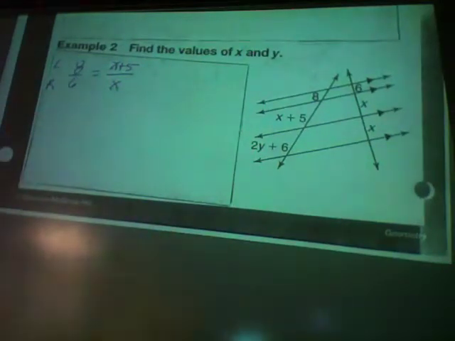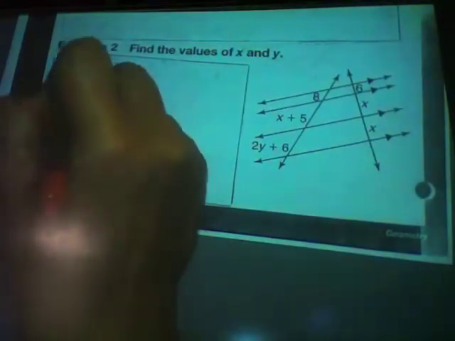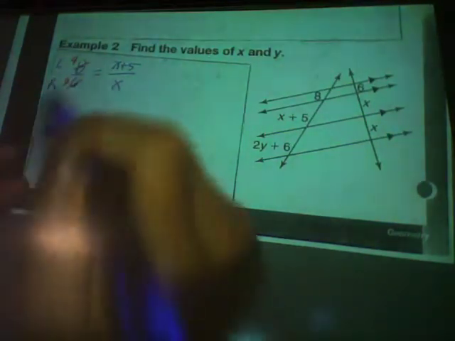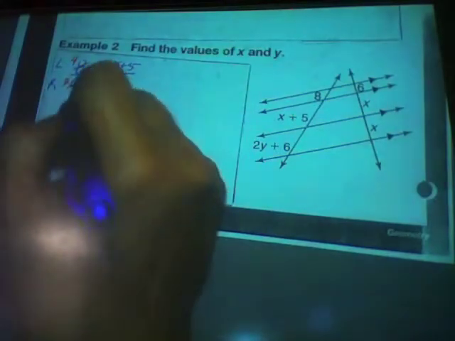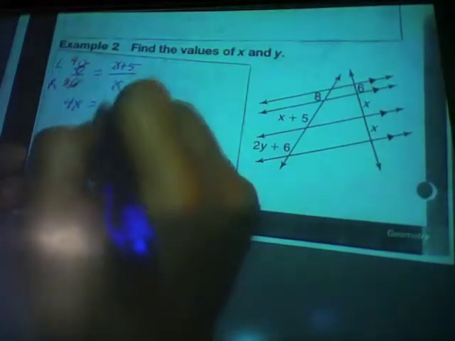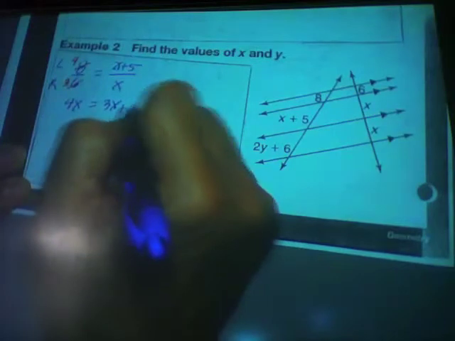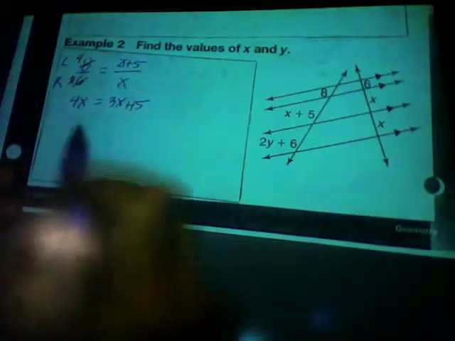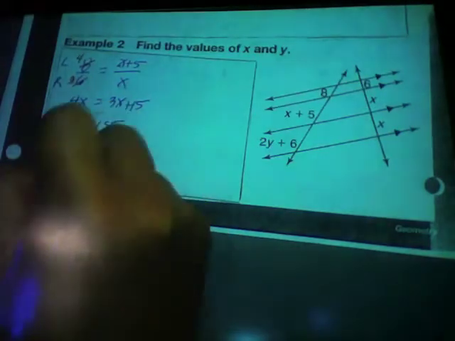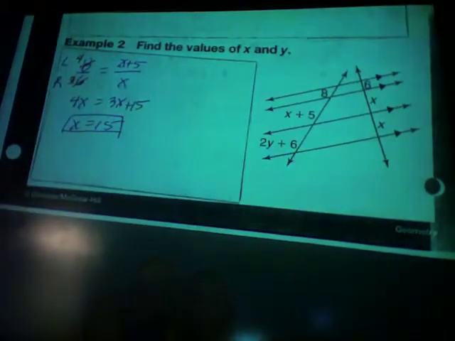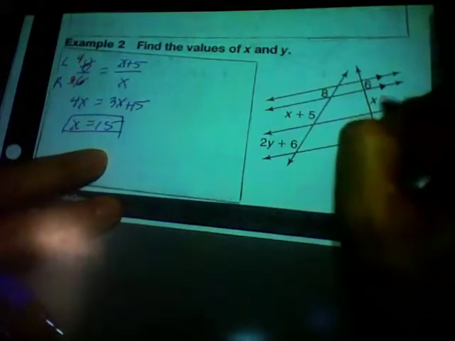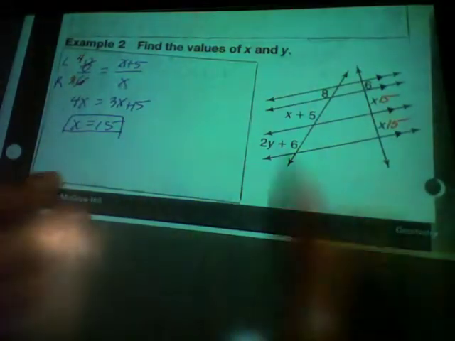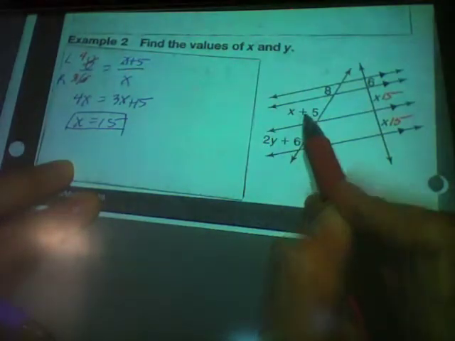So to make life easier, I would reduce. 2 goes in here 4 times, and 2 goes in here 3 times. So I end up, when I cross multiply, with 4 times x is 4x, 3 times x is 3x, and 3 times 5 is 15. Subtract your 3x from both sides. Don't you end up with x equals 15? So if x is 15, doesn't that mean that this is 15 and this is 15? And then what's this one? So this one becomes 20.